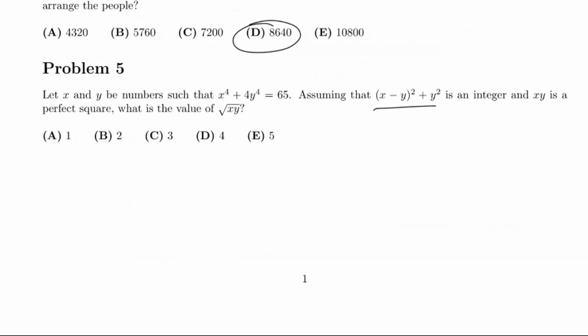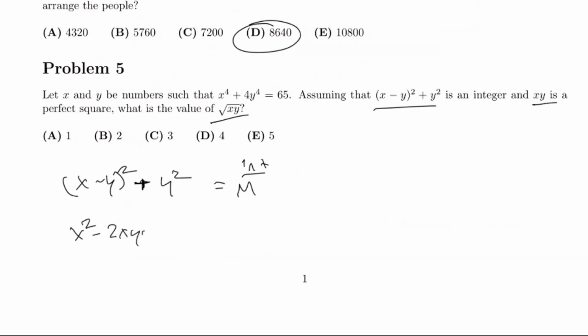But let's go ahead and go over it. So (x minus y) squared plus y squared. This is an integer, and let's say the integer for our sake is just m, right? And xy is a perfect square. What is the value of root xy? So first, let's expand everything. So x squared minus 2xy plus y squared plus y squared, so that's 2y squared, is equal to m, which is an integer.